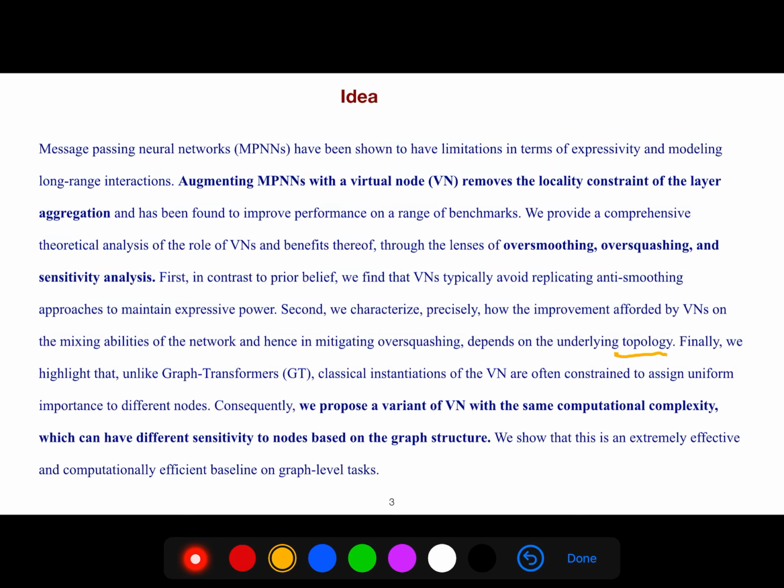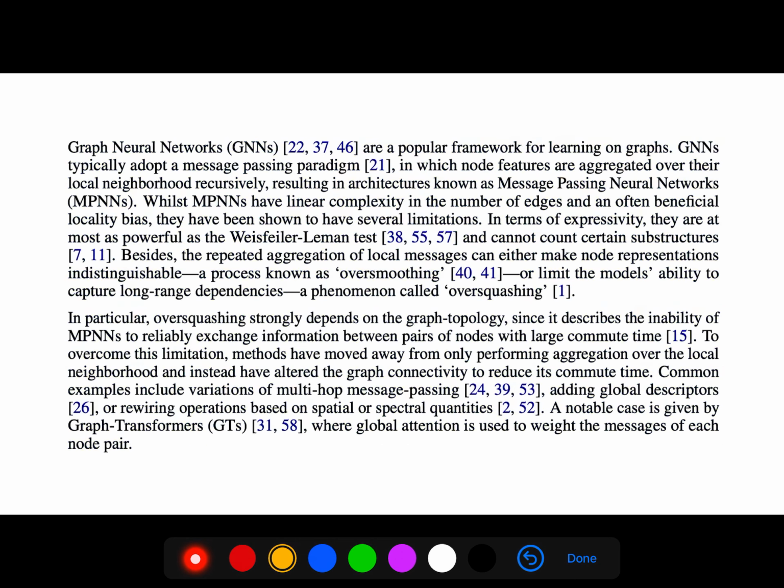Finally, we highlight that unlike graph transformers, classical instantiations of virtual nodes are often constrained to assign uniform importance to different nodes. Consequently, we propose a variant of virtual node with the same computational complexity, which can have different sensitivity to nodes based on the graph structure. We show that this is an extremely effective and computationally efficient baseline on graph-level tasks.